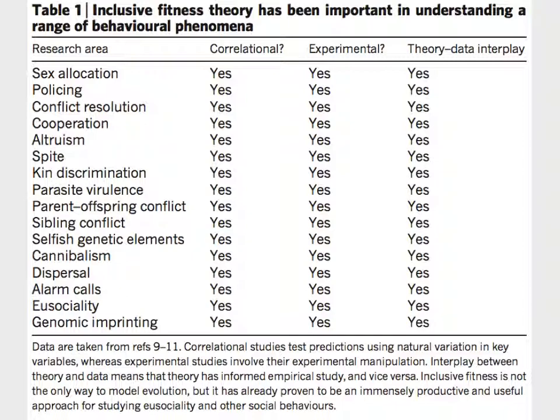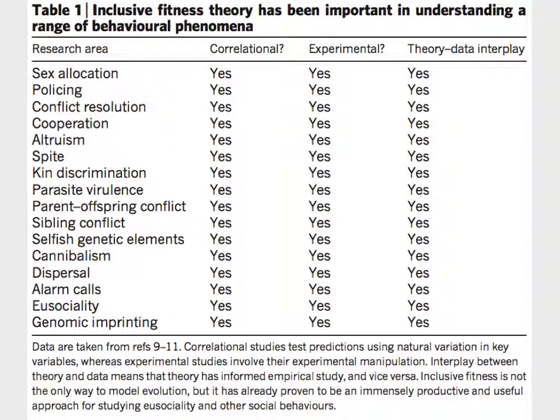Sex allocation, yes. When I talked about those bark beetles that have a female-biased sex ratio, it's because of the inclusive fitness of males being brothers and sisters, right? And with mating, the fitness incentives change. Okay. Policing, right? Worker bees go around, and sometimes worker bees can lay eggs, and if a sister finds her sister laying eggs and she's not the queen, she kills the eggs. Why is that? Because they get more benefit from having the mother's eggs raised than the sister's eggs raised. Okay. Conflict resolution, cooperation, altruism, spite, we talked about.